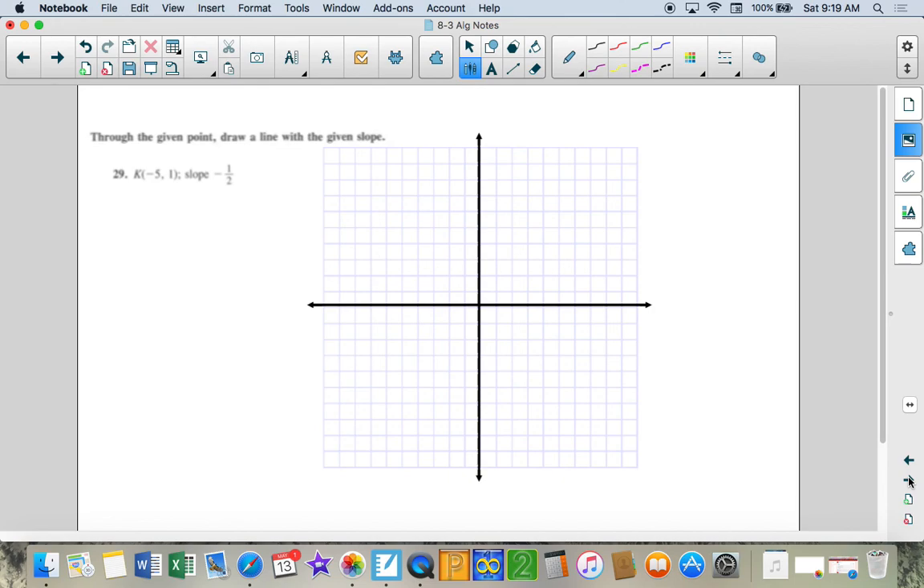My point is -5, 1, 2, 3, 4, 5, +1. I have a slope of -1/2. Notice the negative isn't in the numerator or the denominator. So I can choose. I can choose for it to be in the numerator, or I can choose for it to be in the denominator. It cannot be in both. There's only one negative, so either way I go, there still has to be one negative. So I can go down 1, right 2, or I can go up 1, left 2. Notice it keeps the same slope.